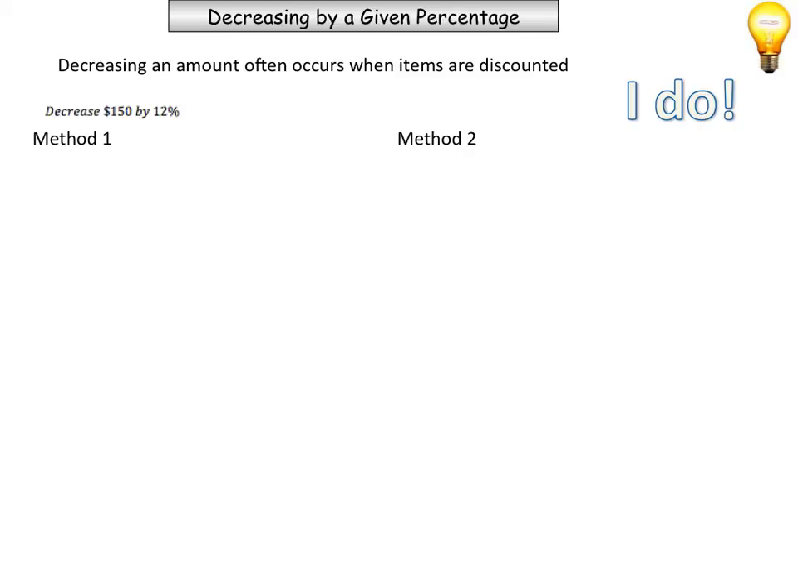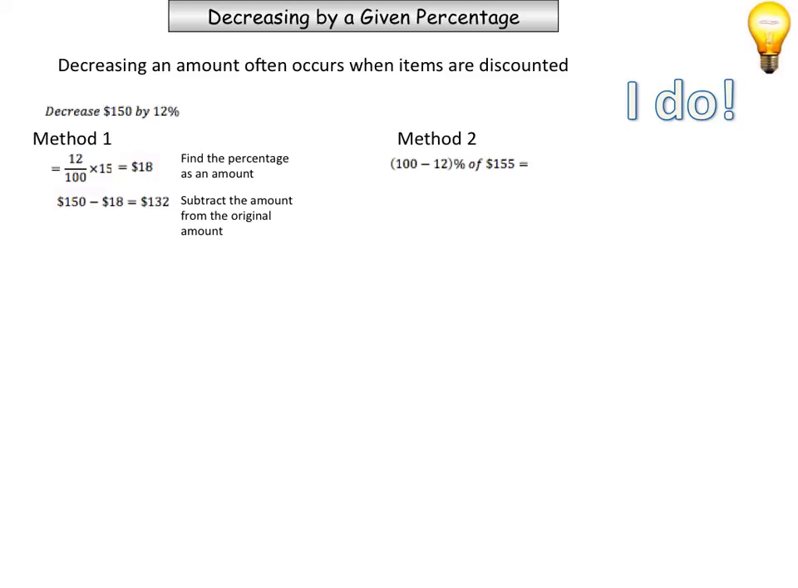So we can use both methods again that we've just done, except remember that instead of adding the percentage, we're going to be subtracting the percentage. So first is find the percentage as an amount. We know how to do that. 12 over 100 times 150 equals $18. Now, that tells us how much it is going to be discounted by. So that's the discount on the item. So remember that because we're decreasing, we're going to subtract that from the original amount, not add it. And that gives us $132.